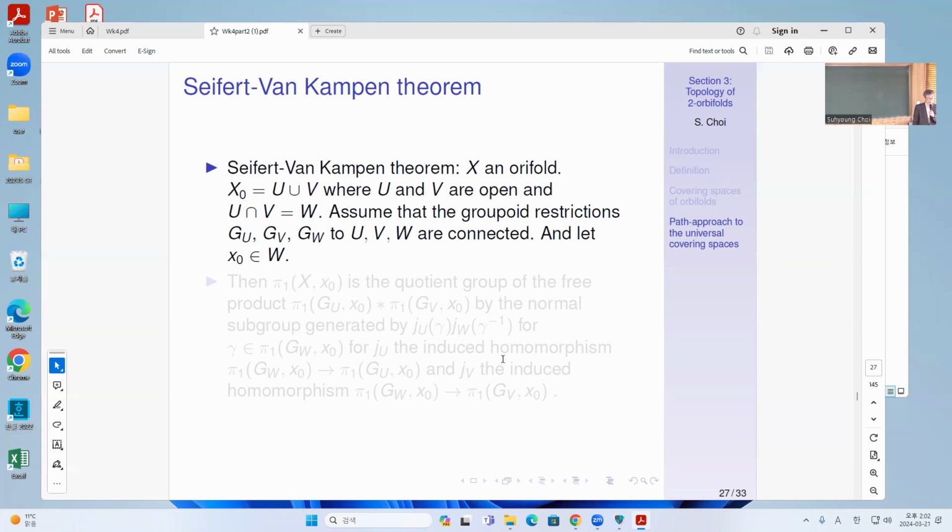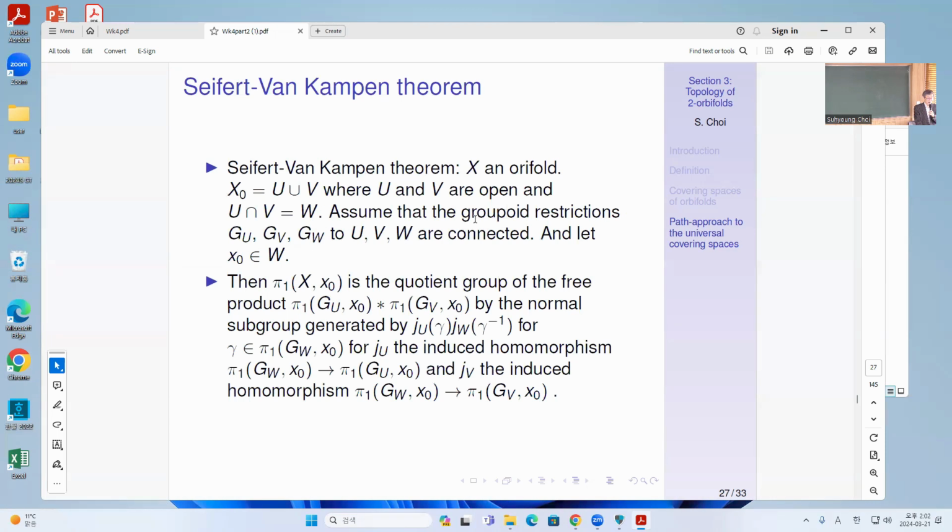So the Seifert-Van Kampen theorem. Let X be an orbifold, and it is the union of two open sets U and V, and the intersection is W. So assume that the groupoid restrictions to U, V, W are all connected. This is some technical condition, so under the identification, these are all going to give you connected groupoids. So you can restrict the groupoid to these open sets. That's fine. So it gives you some sub-orbifold.